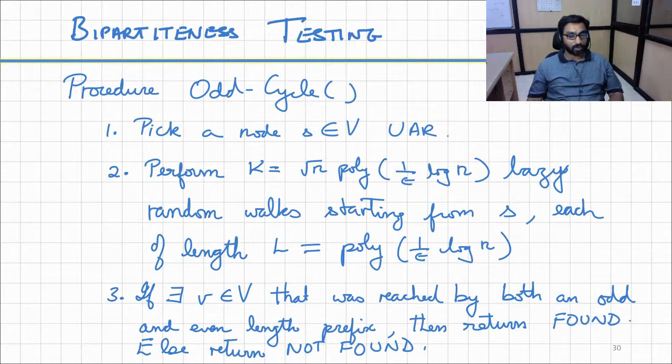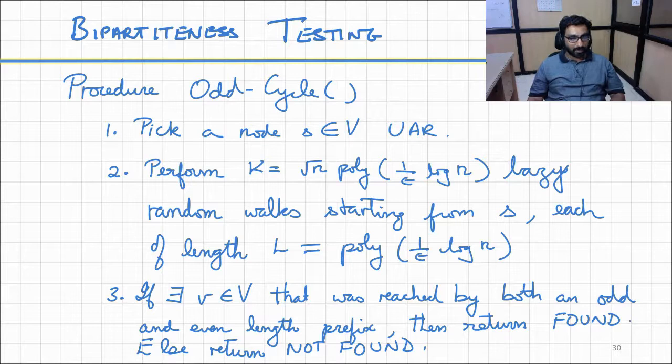And there's two possibilities. Either that length can be odd or even. And we want to know whether there was a vertex v that was reached by both an odd and an even length prefix. Okay. If such a vertex v can be found, then clearly what we can conclude is that there exists an odd cycle. So we will return saying we have found an odd cycle, in which case eventually we will reject this graph.